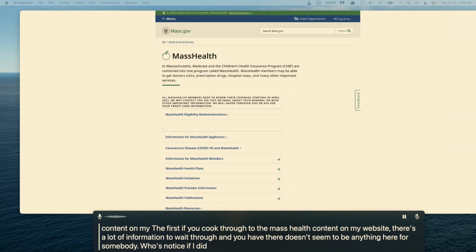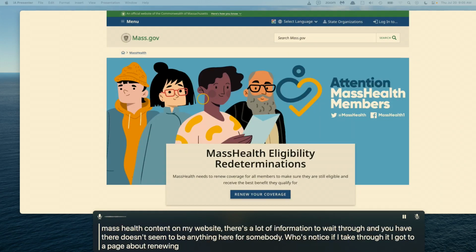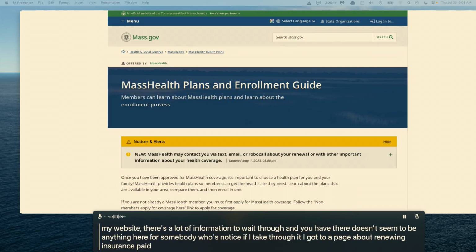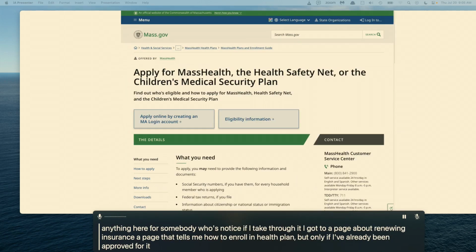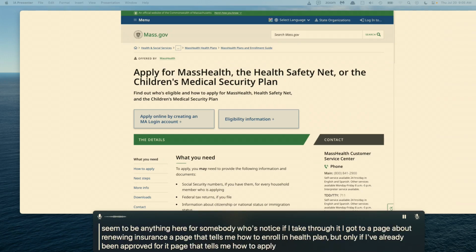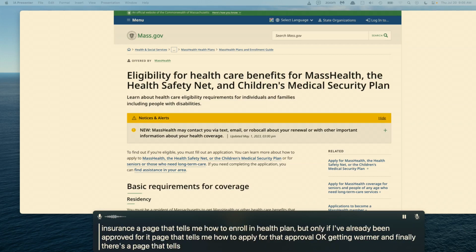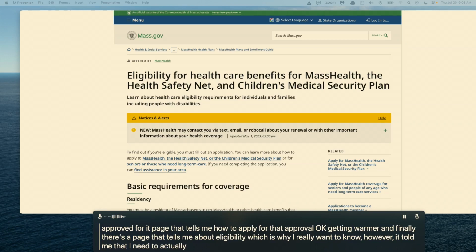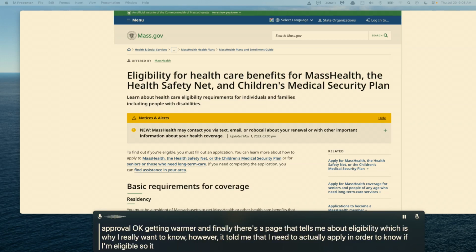If I dig through it, I get to a page about renewing insurance, a page that tells me how to enroll in a health plan, but only if I've already been approved for it. A page that tells me how to apply for that approval, okay, getting warmer. And finally, there's a page that tells me about eligibility, which is what I really want to know. However, it tells me that I need to actually apply in order to know if I'm eligible. So it never really clearly tells me whether this is even the right program for me to apply to.